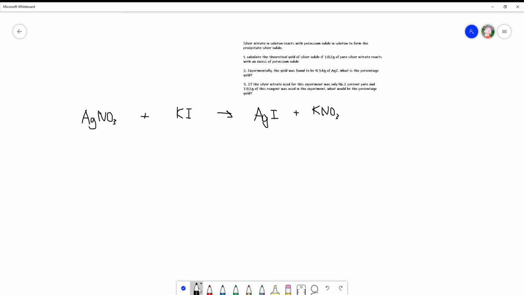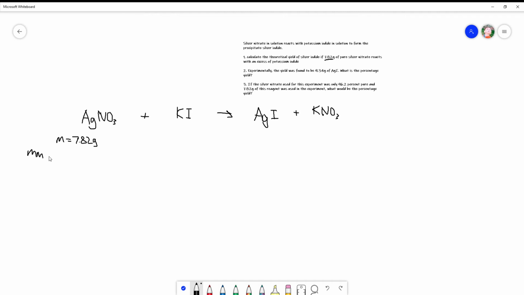So now we can look back at the question and notice that they gave us a mass for silver nitrate. So we can write down that mass underneath silver nitrate to show that they are related. So the mass of silver nitrate is 7.82 grams. The next step is to find the molar mass of silver nitrate.